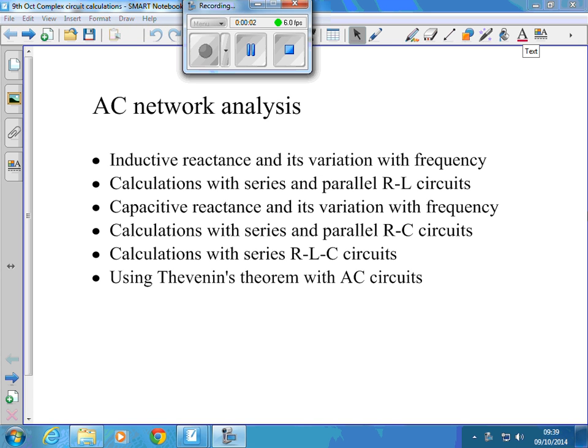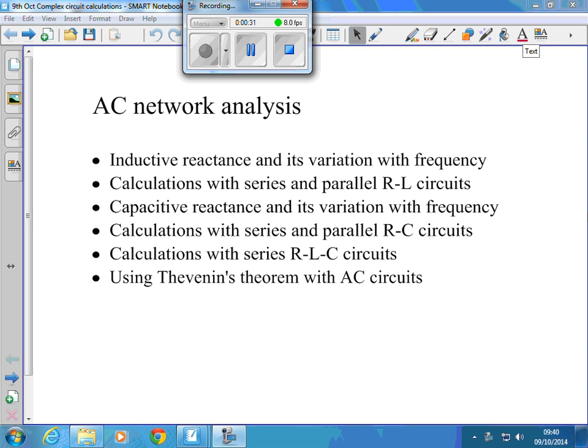Right, gents, with our mathematicians having covered the complex arithmetic with us, what we're going to do today is have a look at some AC network analysis. We're going to look initially at inductive reactance and how it varies with frequency, and do some calculations with a series and a parallel R-L circuit, a resistor inductor circuit.